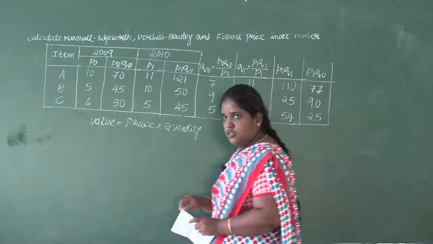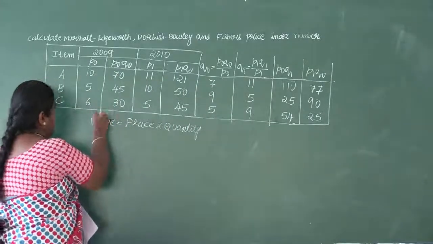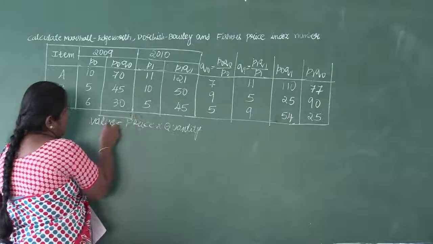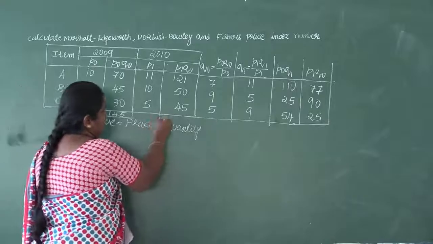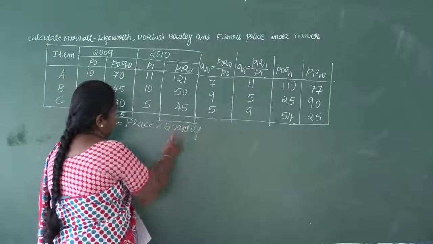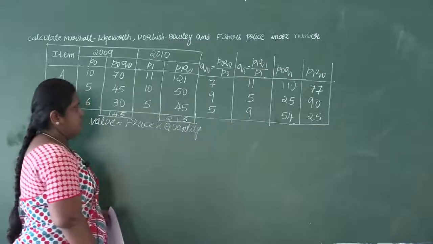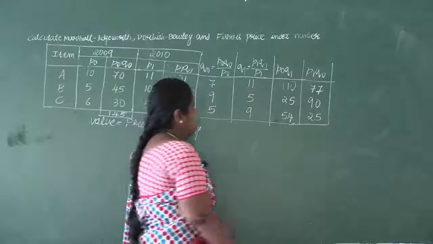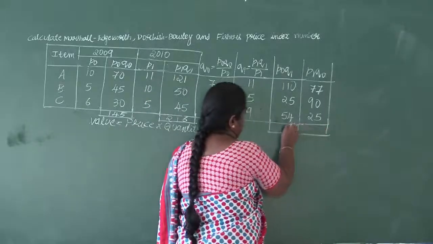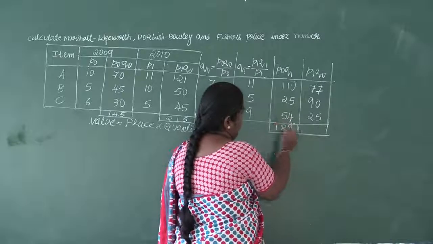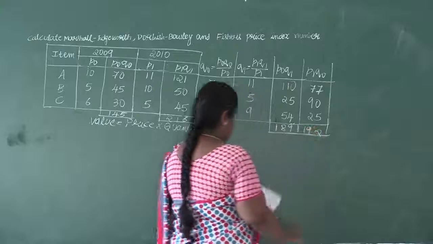So we need the total of the value P0 Q0, then P1 Q1 total. So 70, 30, 45, which is 145. Then 121, 50 and 45, 216. And the total of P0 Q1 and P1 Q0, 189 and 192.